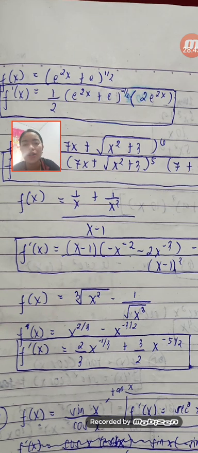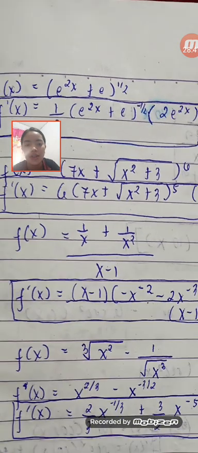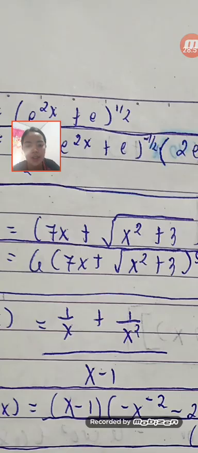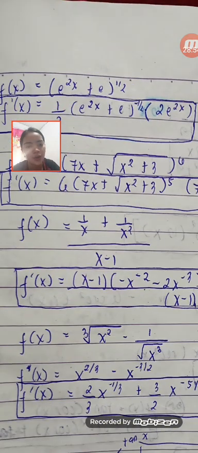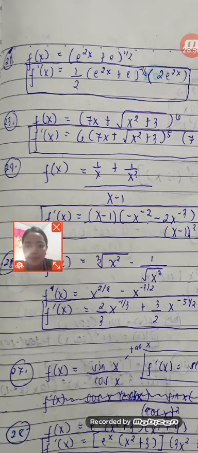2e to the 2x, okay? Because you need to bring down the 2, that's why you come up with this, and you just need to copy the e to the 2x. And our e here will become 0 because that is constant. That's why we don't include that one. So our final answer is this.